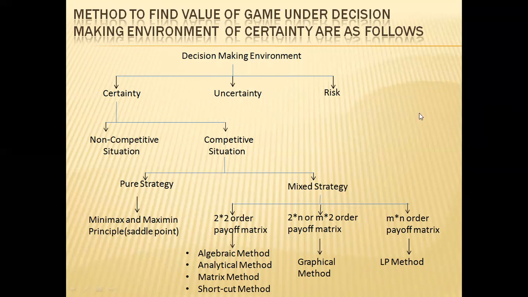Initially, the first one is the decision making process, how it gets characterized into three different groups, that is certainty, uncertainty, and risk assessment. Under the characterization of certainty, you have two phases: non-competitive situation and competitive situation. In the case of a non-competitive situation, we don't have any specific conditions.